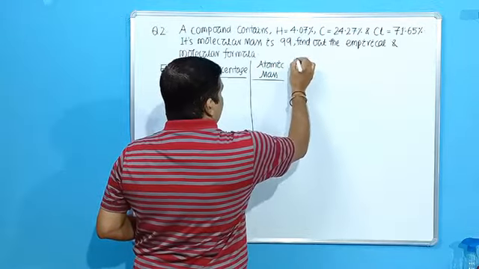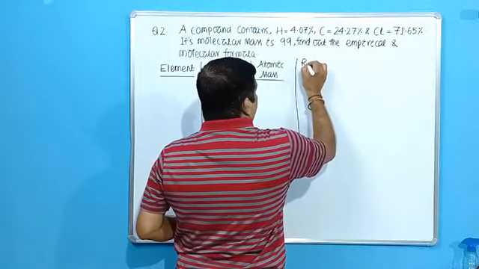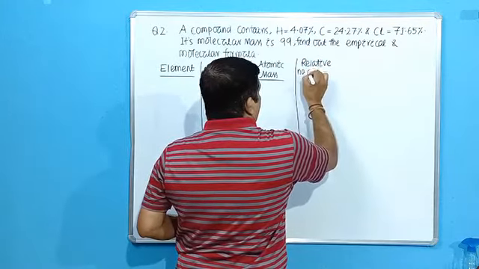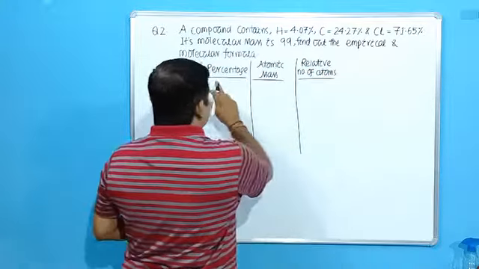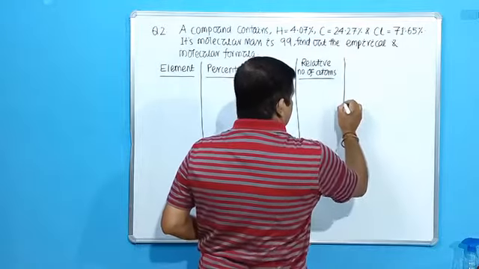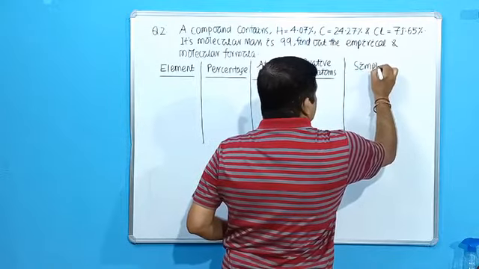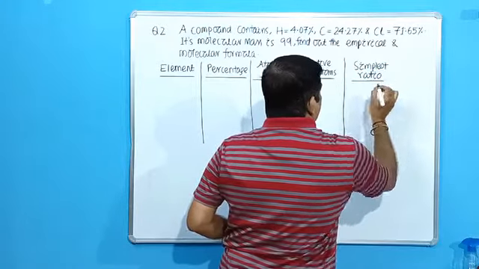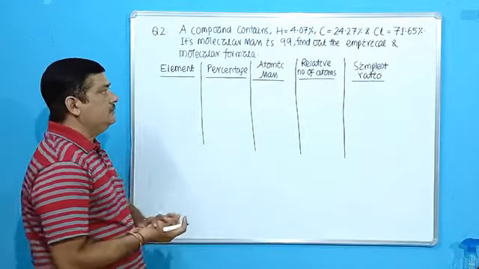Next column will be atomic mass. Then the next column will be relative number of atoms. How to find out? Percentage divided by atomic mass will give you the relative number of atoms. Then the last column is simplest ratio, the simplest ratio in which these elements are present in the compound. So you have to remember these 5 columns which you have to make.